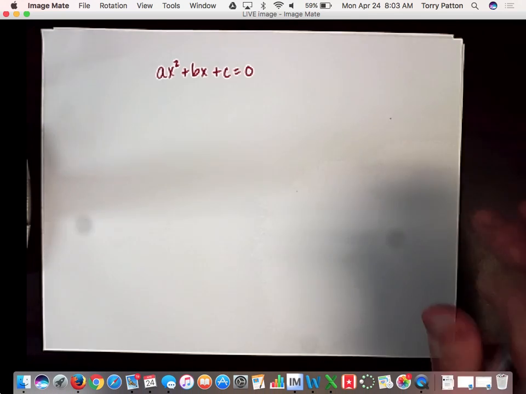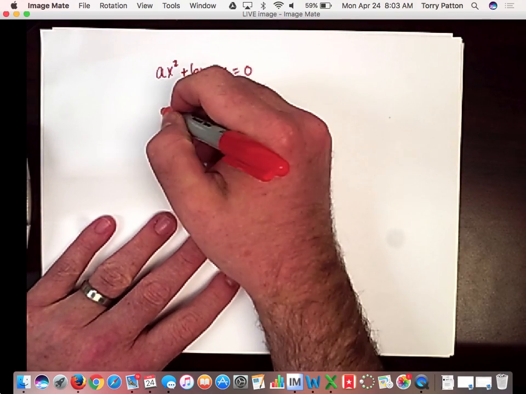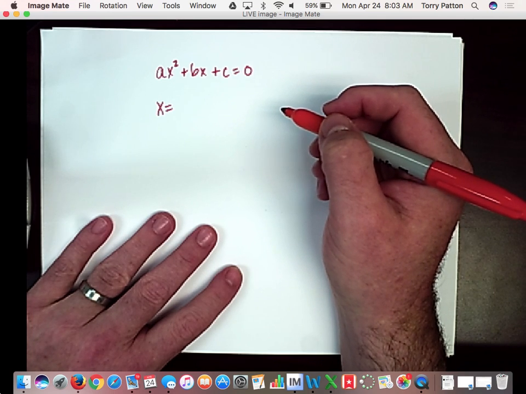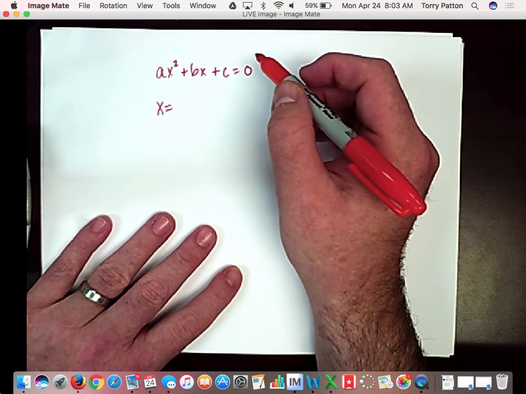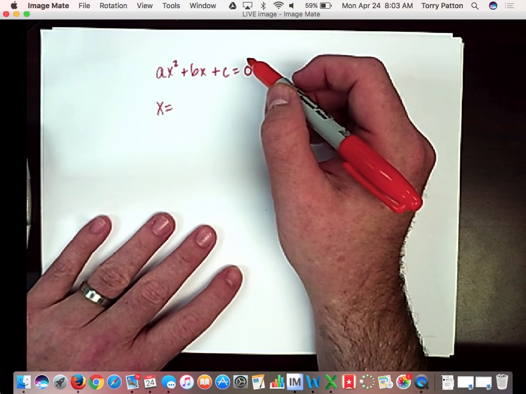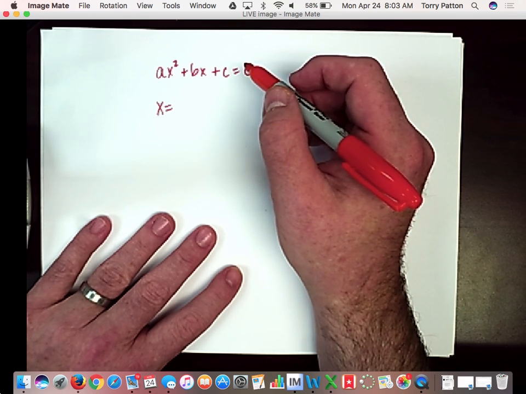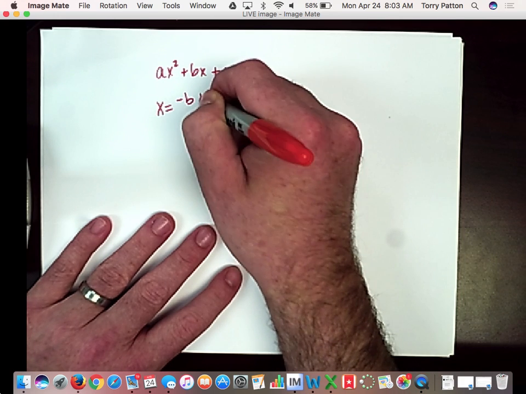Okay, so if you have a general quadratic equation, what are the two solutions? What's the formula for it? X equals. Come on, y'all. What are the solutions to a quadratic equation? X equals an equation. What are the solutions?